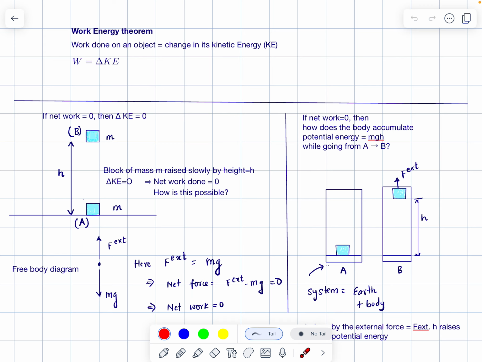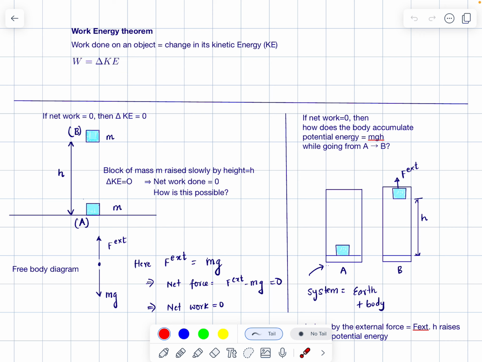According to the theorem, the work done on an object equals the change in its kinetic energy. The kinetic energy here is denoted by KE, and the work done is denoted by W. So the work done on an object is equal to the change in the kinetic energy of the object. It follows that if the net work done is zero, then the change in kinetic energy is also zero. That's pretty much what this equation says.